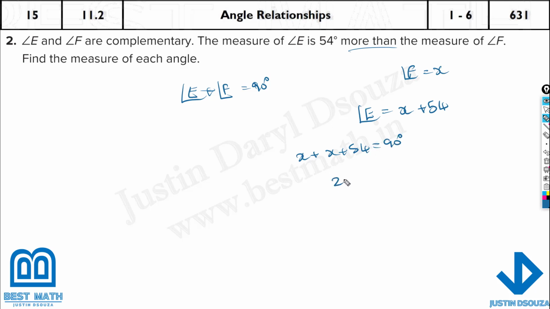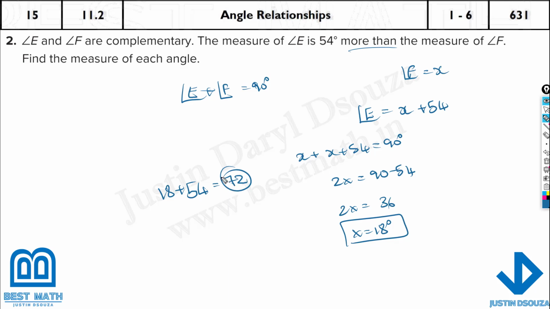So we'll solve it. 2x will be equal to, 54 goes to the other side, 90 minus 54. You can put it directly in the calculator and get the answer, that's absolutely fine. So here it's 36. Then x is 18 degrees. Now if x is 18, that is one angle. What's the other angle? You need to add 54. So 18 plus 54 will be equal to 72.